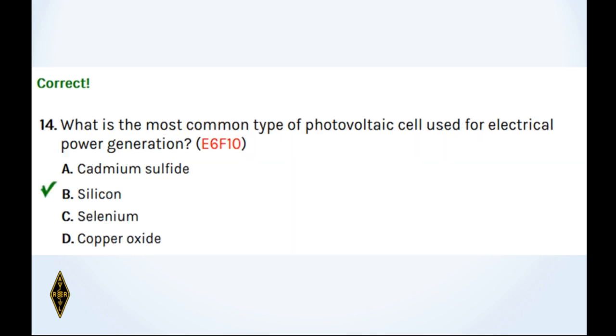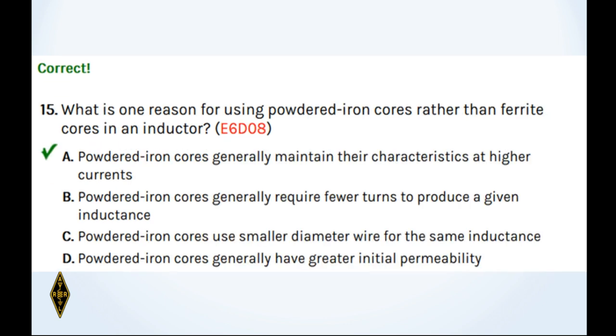And 14, most common type of photovoltaic cell, well, that's silicon. So 14B. 15, what is one reason for using powdered iron cores? Well, powdered iron cores maintain their characteristics at higher currents. Now, that's why they're used in power transformers. So 15A, higher currents.